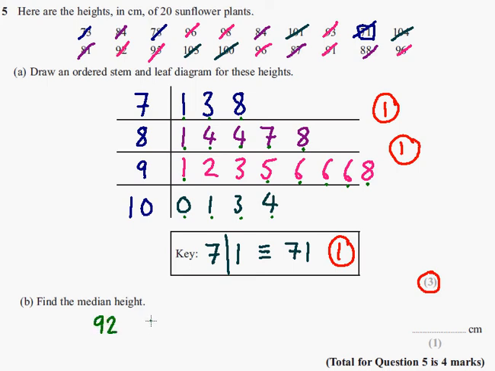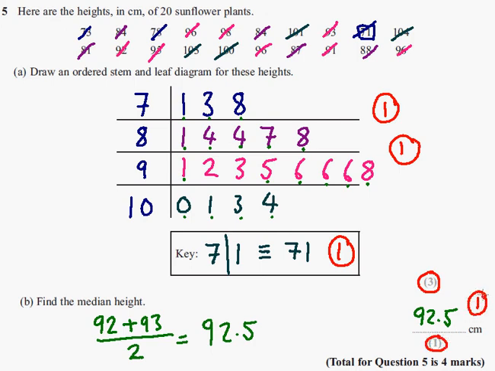So I want to find the middle of that, so I need to find the mean. Add them together and divide it by 2, and that's going to give us 92.5. And that is the final answer, 92.5. That is worth 1 mark here, and that's for the final answer of 92.5. And that is it.